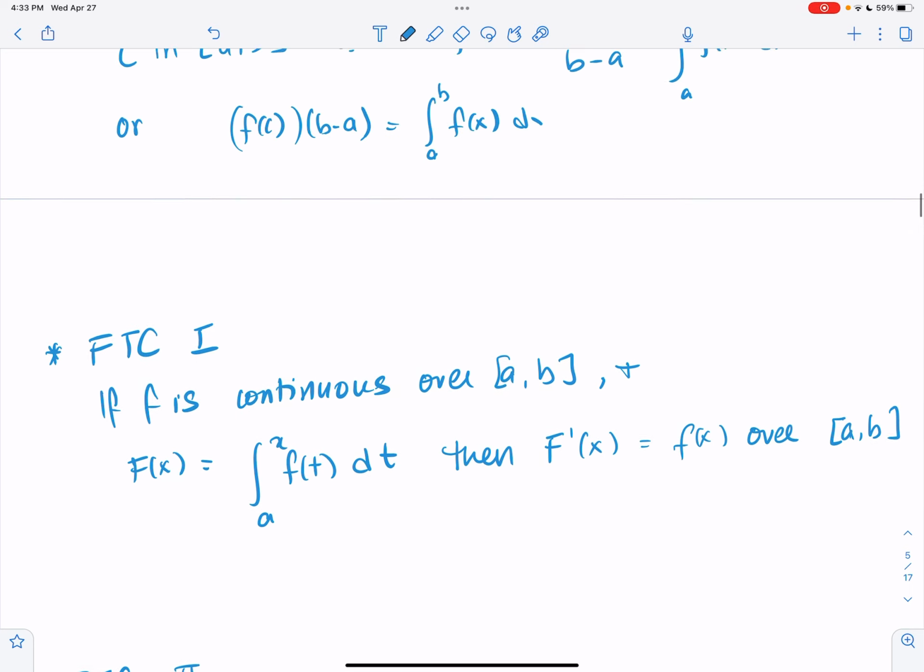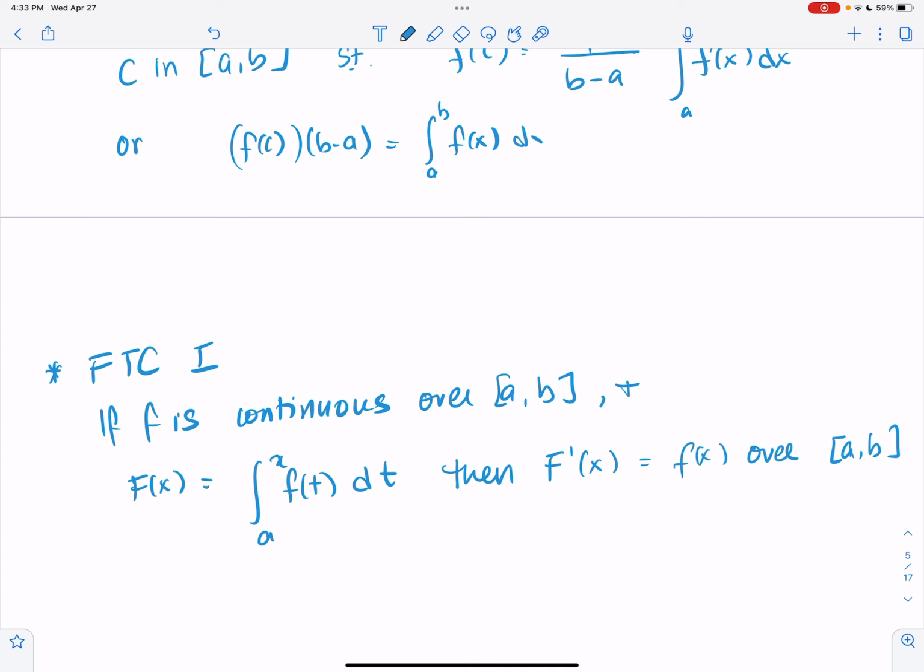If you have a function continuous on the closed interval, and you look at the function which is given by the net area from a to x under little f, like the net signed area from a to x of f, call this function F of x. So this changes as x changes. Then this function that you've created will be differentiable, and its derivative will be little f.